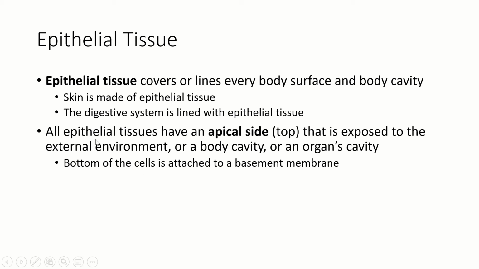All right, so all epithelial tissues have an apical side, meaning a top, that is exposed either to the external environment or to a body cavity or to a cavity inside an organ. Your heart has 4 cavities in it, 2 atria and 2 ventricles, and those ventricles are lined with an epithelial tissue. Your heart is also inside a sac, the pericardium, that is made out of different kinds of epithelial and connective tissues.